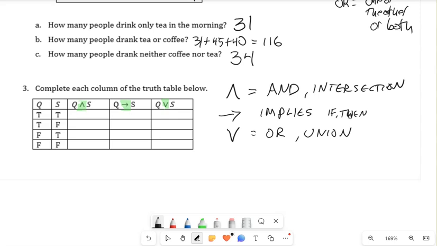So I don't know what Q and S stand for in this problem, but they're both whether something's true or false. With the AND symbol, you assume false.